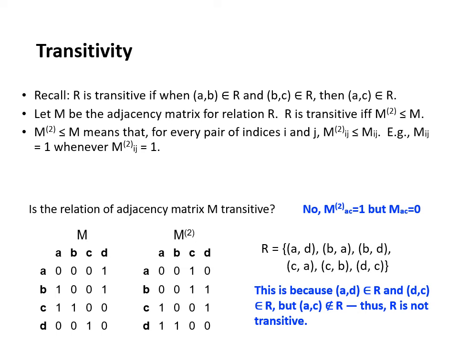And here is why. Because (a, d) is an element of R and (d, c) is an element of R, but (a, c) is not in R. And because of that, R is not transitive. So again, this is another example of how we can easily compute, using matrices, for example, whether a relation is transitive or not.